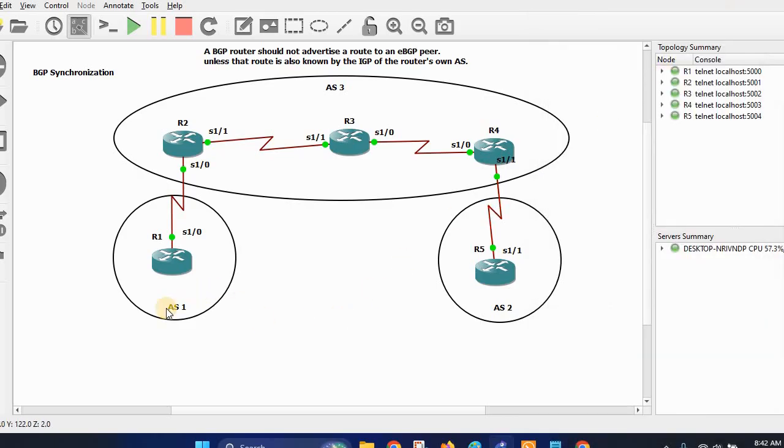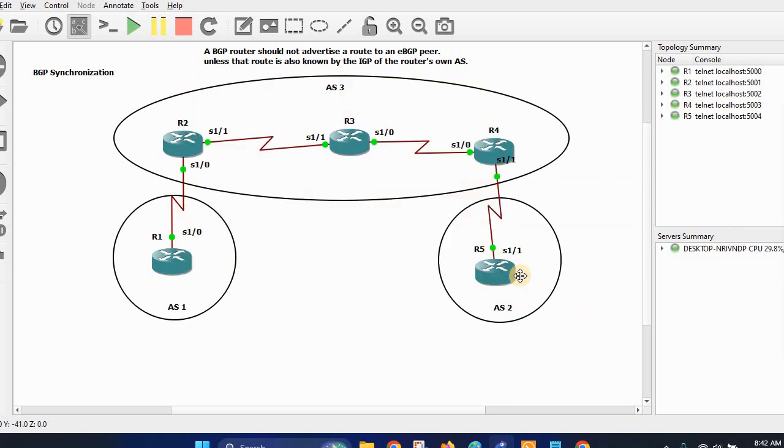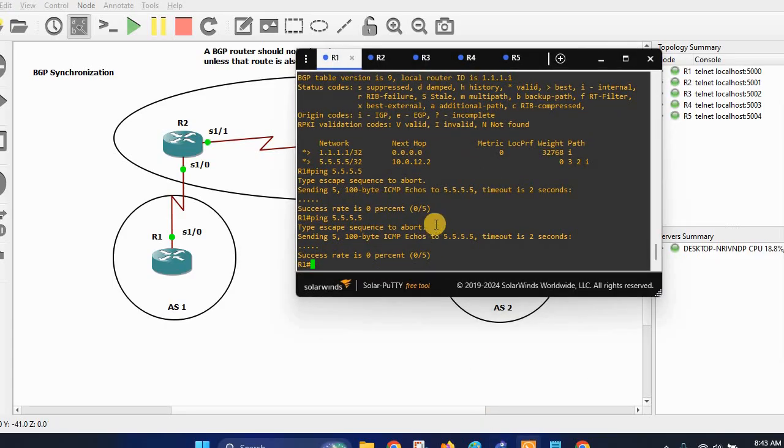One minute. When R1 sends a packet to R5, its source network is the 1-2 network. So R5 doesn't know about the R2 network. Vice versa, when R5 sends a packet to R1, R1 also doesn't know this source network. So R1 and R5 know only the loopback network. So if you ping like this, it is reachable.